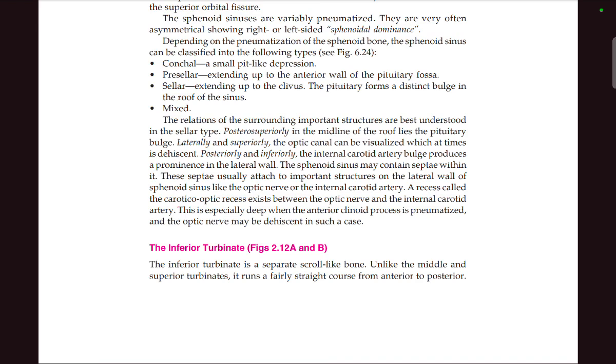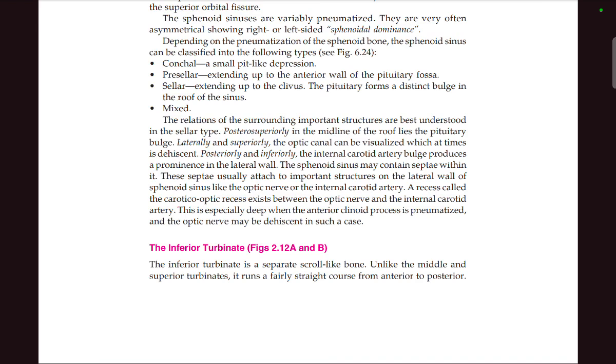Posterior superiorly in the midline of the roof lies the pituitary bulge. Laterally and superiorly, the optic canal can be visualized, which at times is dehiscent. Posteriorly and inferiorly, the internal carotid artery bulge produces a prominence in the lateral wall. The sphenoid sinus may contain septae within it.